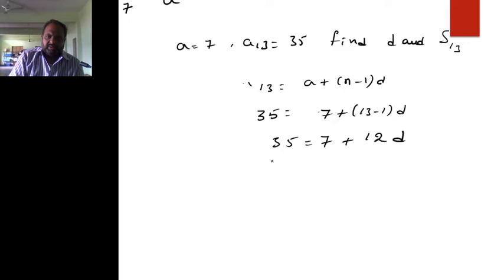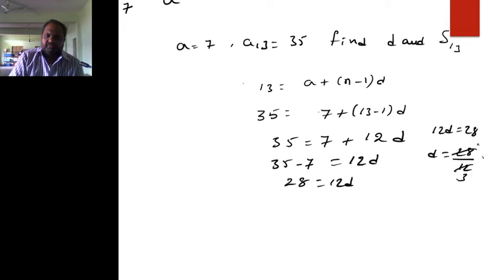35 minus 7, transposing 7 to the left side, is equal to 12d. 28 is equal to 12d. 12d is equal to 28, so d is equal to 28 by 12, which is equal to 7 by 3. So the common difference is 7 by 3.